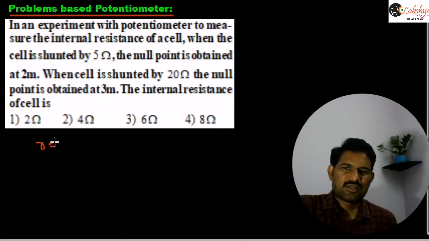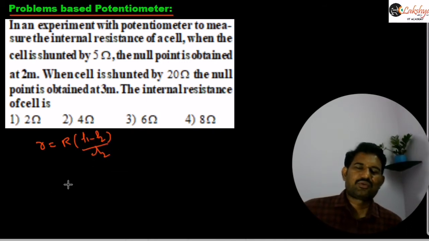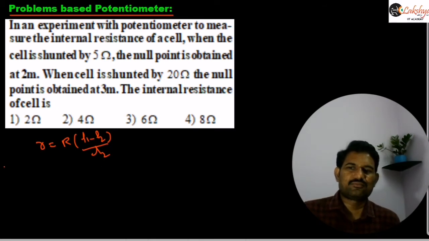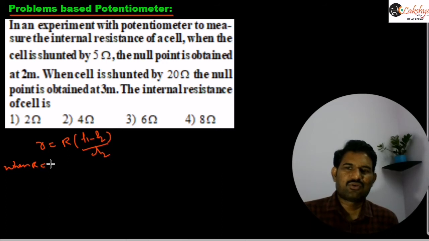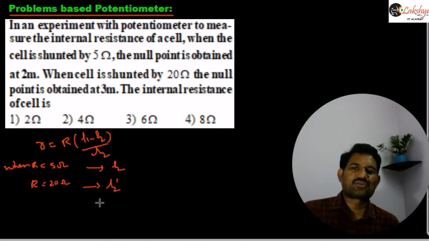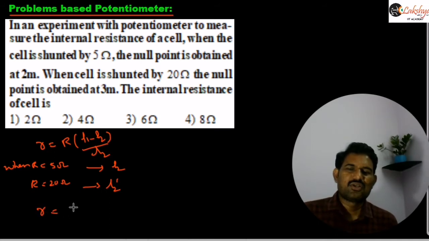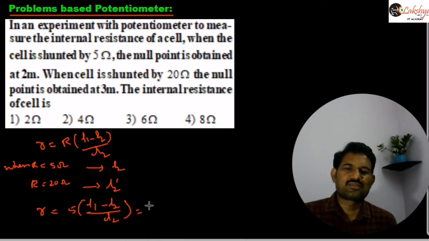Our formula is r is equal to R into (L1 minus L2) by L2, right? When R is 5 ohms, let us take the balancing length as L2, and when R is 20 ohms, let us take the balancing length as L2 dash. Let us substitute those values in this equation. So r is equal to 5 into (L1 minus L2) by L2, and this is equal to 20 into (L1 minus L2 dash) by L2 dash, right?